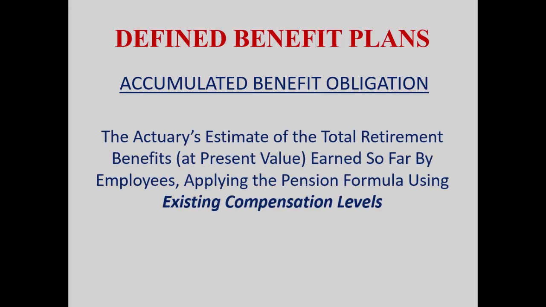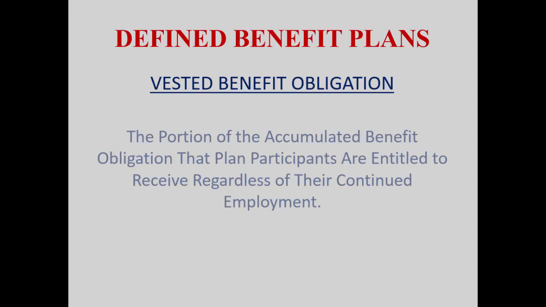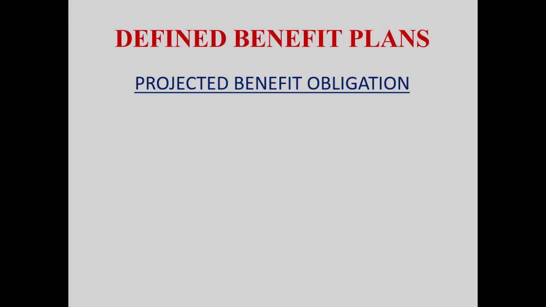The accumulated benefit obligation, that's the actuary's estimate of the total retirement benefits earned so far. These are at existing compensation levels. So it's a little easier to calculate because you know what those compensation levels are. Vested, this is the portion of the accumulated benefit obligation that the participants, the employees, or retired employees, are entitled to receive regardless of continued employment. Most plans do vest fully after 5 years.